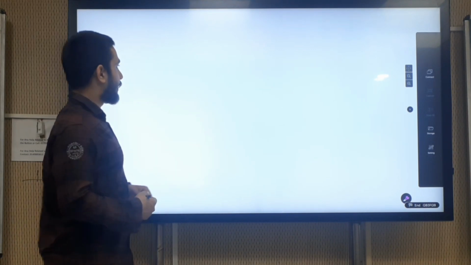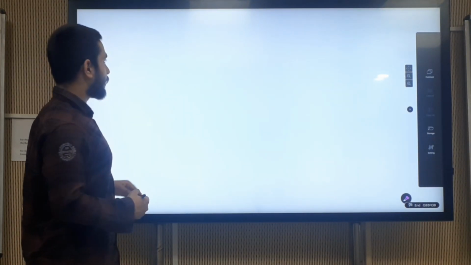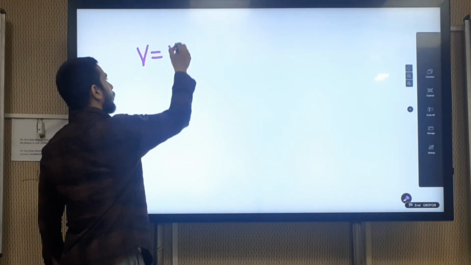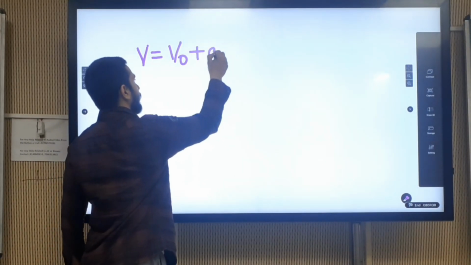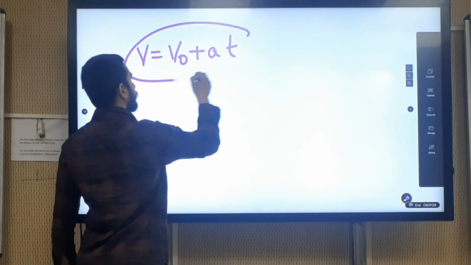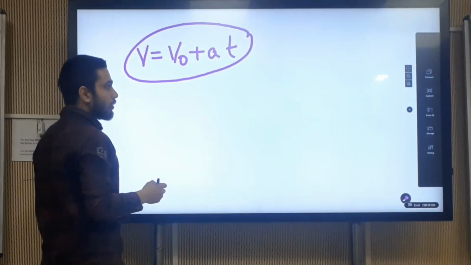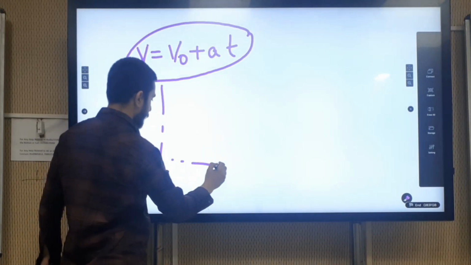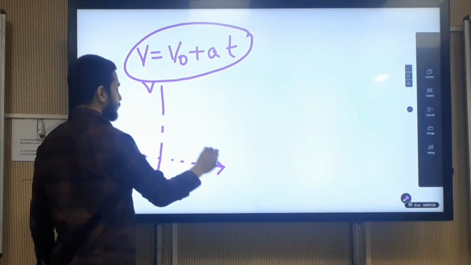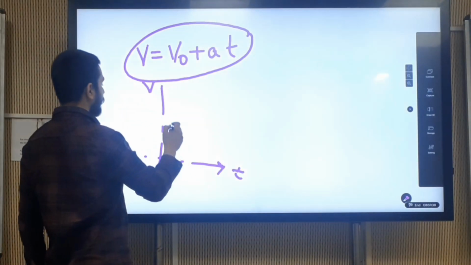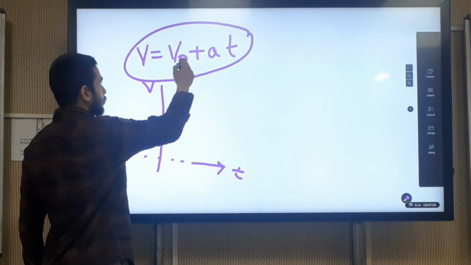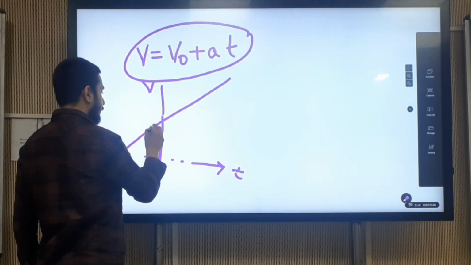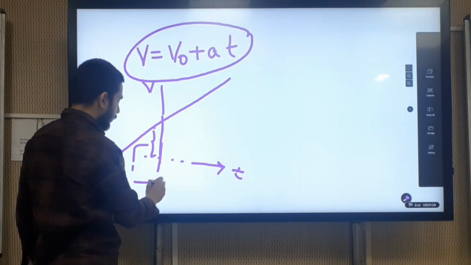Today in the graph section we will see different types of graphs of various equations. Suppose the first equation is v equals v naught plus at, that is, v equals u plus at. For this we will see the graph of v versus t. Suppose this is v and this is t. V equals v naught plus at, so the graph will be a straight line with intercept v naught.